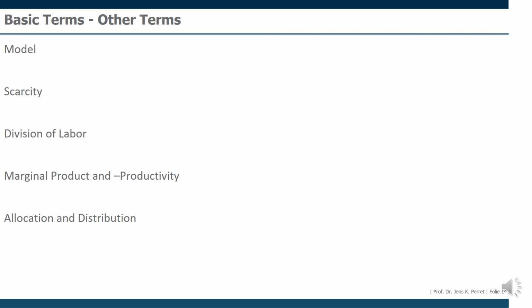Then I have the terms allocation and distribution, whereas allocation focuses on the input perspective, which goods should be used in the production of something to optimize outcome, to minimize costs. Distribution is about what should happen with the output. So allocation focuses on inputs, distribution on outputs.